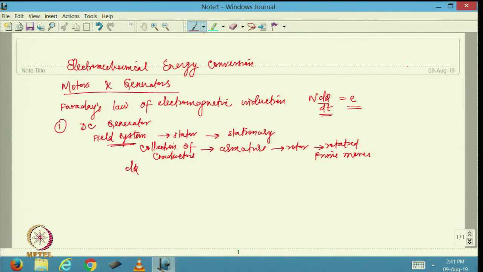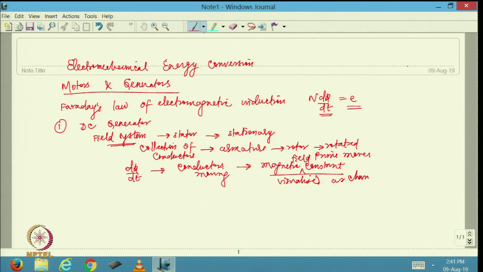So, the rate of change of the flux is created by the conductors which are moving, and these look at the entire magnetic flux which is actually constant. This is not going to have any variation in the flux at all. So, the magnetic field is constant. This is going to be visualized as the change in flux. So, this is going to induce an EMF. So, that is going to result in whatever is the generated EMF.